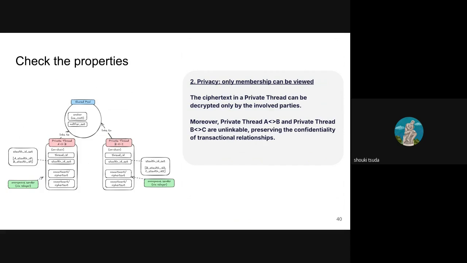What about the privacy between threads? The transaction signer for private threads is a relayer, with a paymaster that sponsors gas. Also, the stealth IDs placed in each thread are all unique. This ensures that private threads A and B and private threads B and C are unlinkable, preserving the confidentiality of transaction relationships.